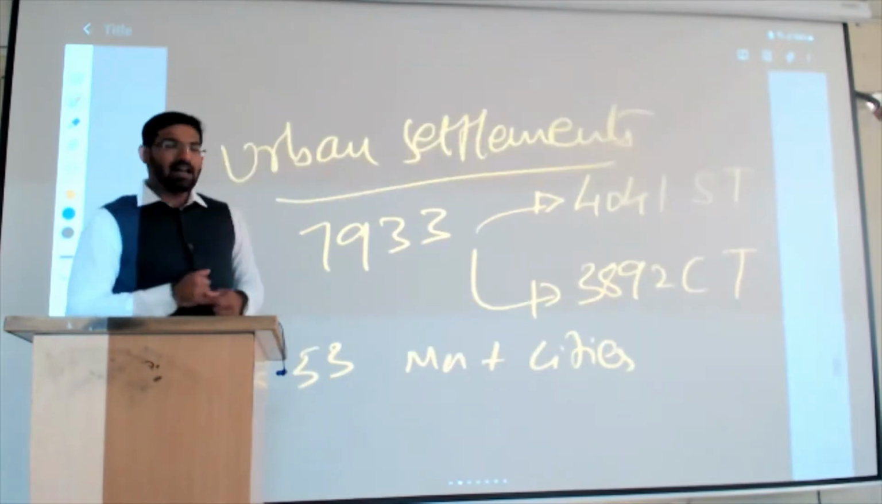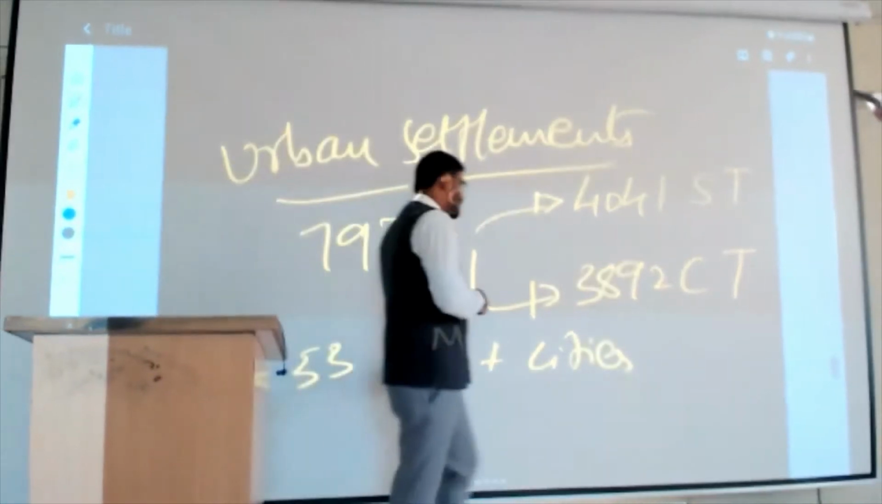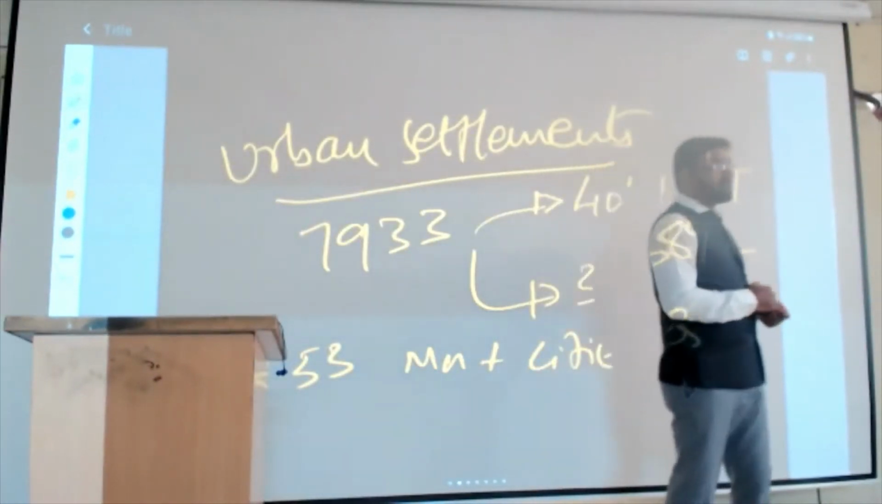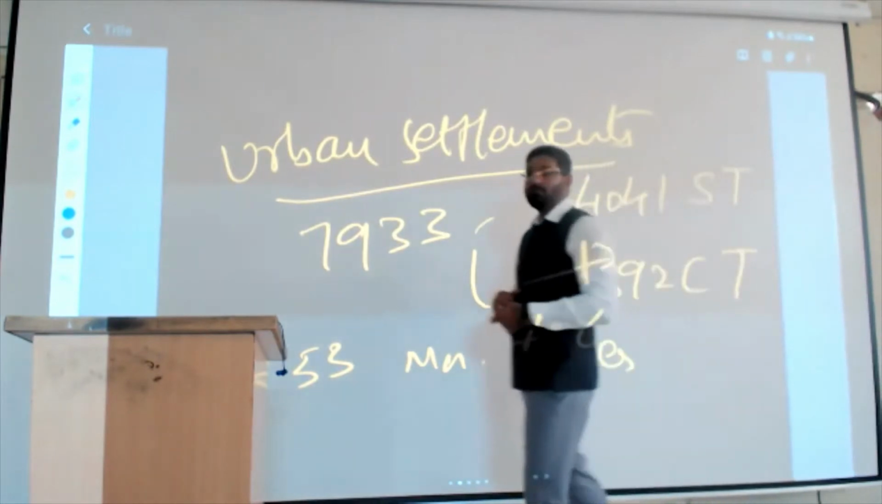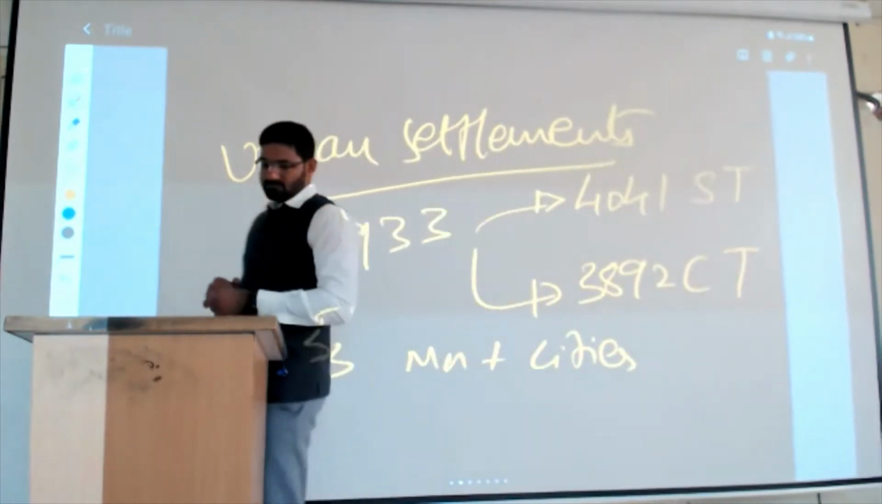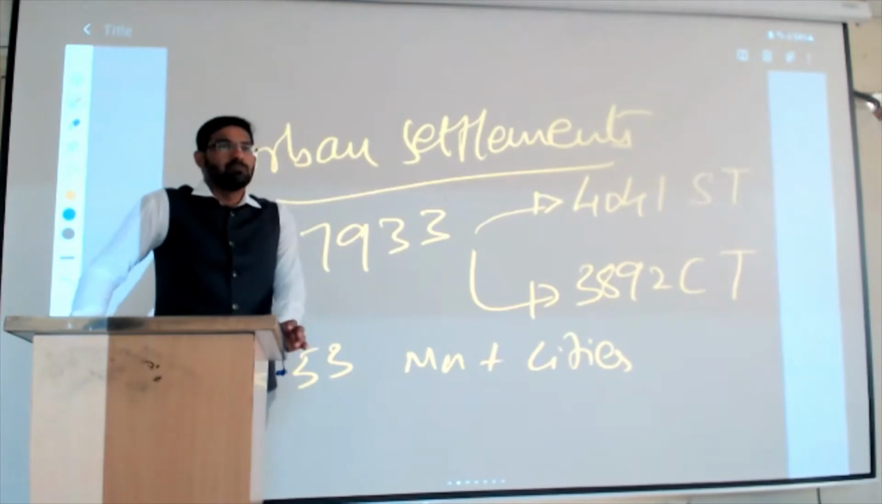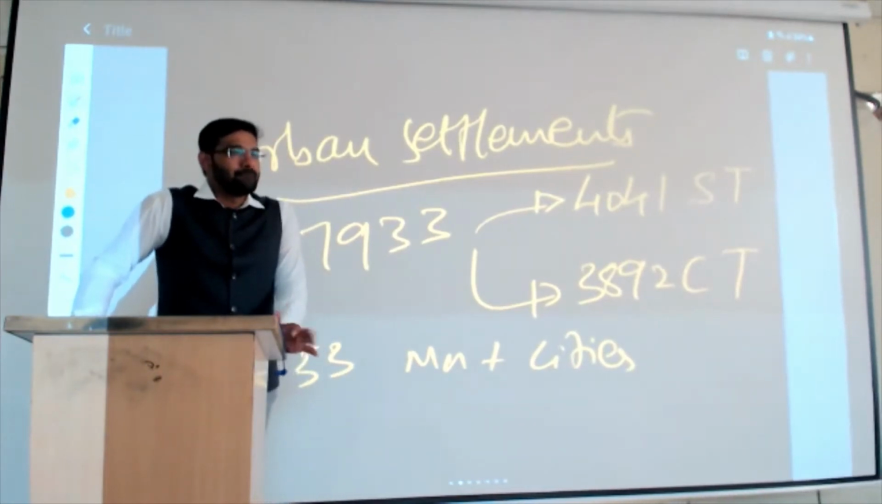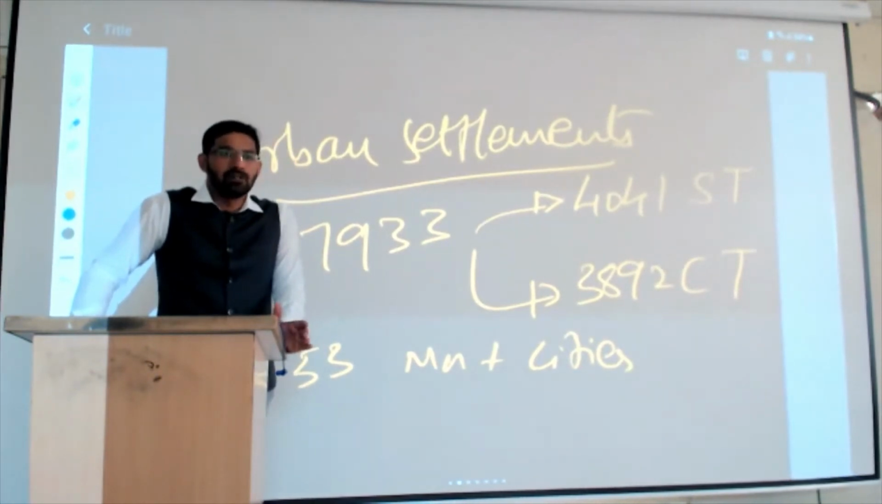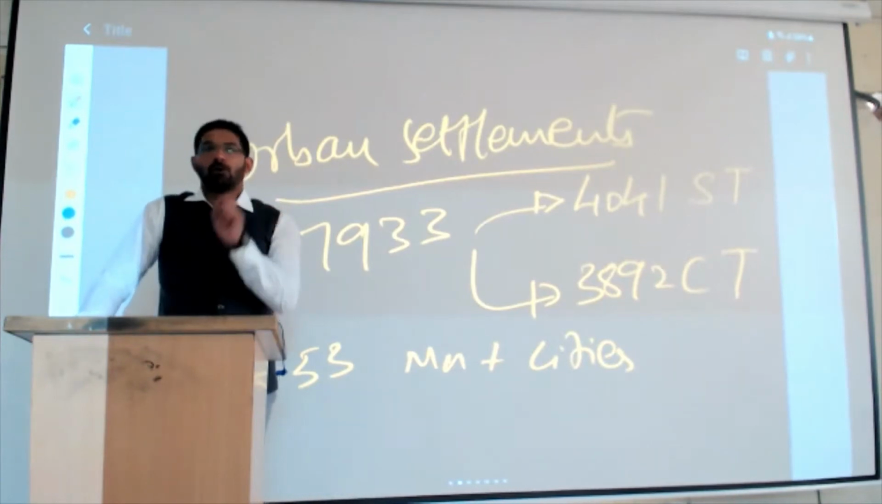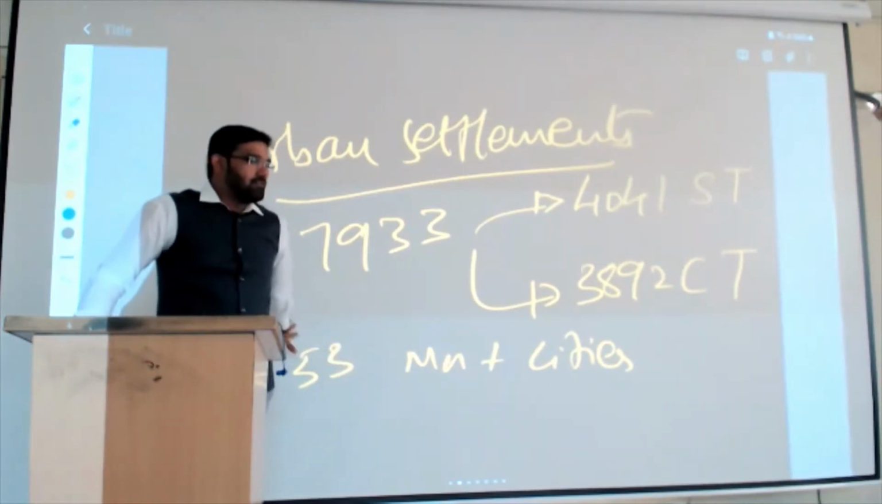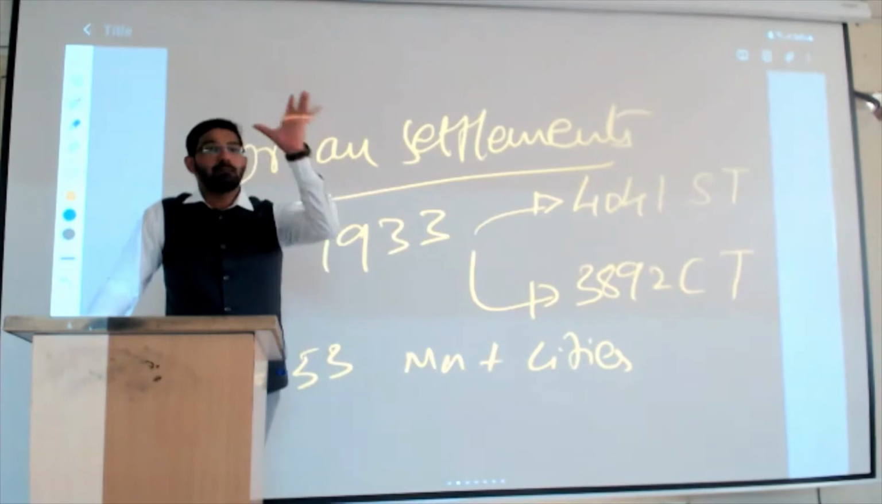You see, India has 53 million plus cities. Million plus means more than 10 lakh population. How many cities are there in India? 53 cities have more than 10 lakh population.